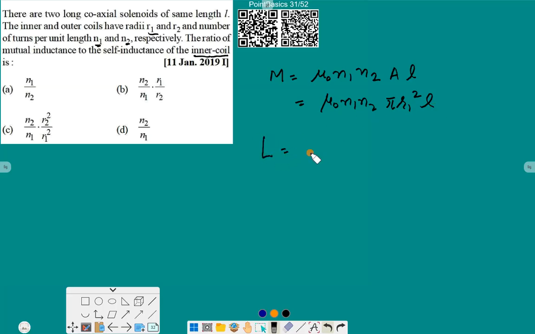Now self-inductance for the inner coil will be mu naught n1 square, same length, yes, for the inner coil we have symbol n1, so n1 square into pi r1 square, its area, into its length. So this is mutual inductance and this is self-inductance, and if we divide both of these, M by L, it will be n2 by n1, that is option D for us. Let's move to the next one.